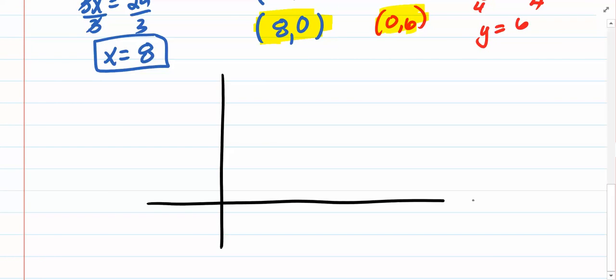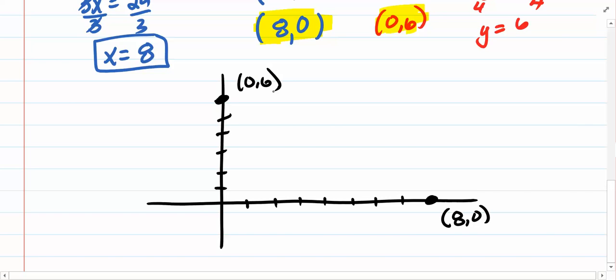I want 8, 0. So I go 1, 2, 3, 4, 5, 6, 7, 8. 8, 0 is the point right there. So I label 8, 0. All right? And then I want 0, 6. So 1, 2, 3, 4, 5, and 6. There's the point 0, 6. Notice I've labeled both of them.